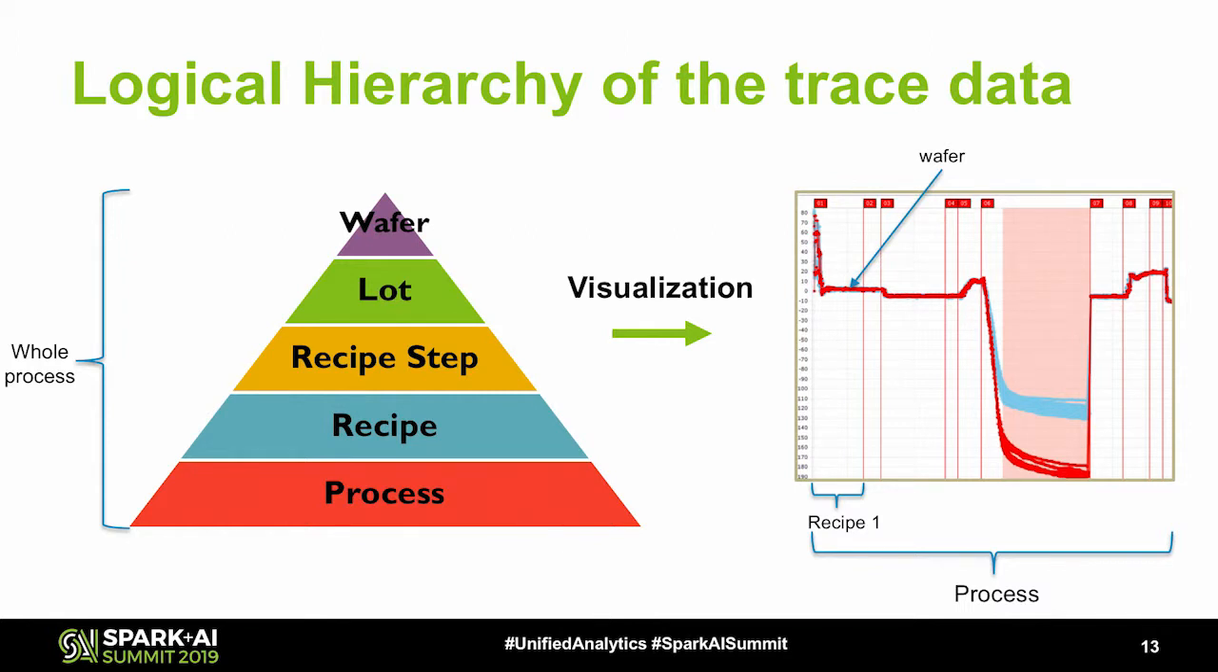The x-axis indicates the time, while the y-axis is the sensor's value. The full x region is processed, and it is divided into multiple recipe steps. And the line represents the wafer. If there are 100 wafers given, then there are 100 lines shown in this figure.